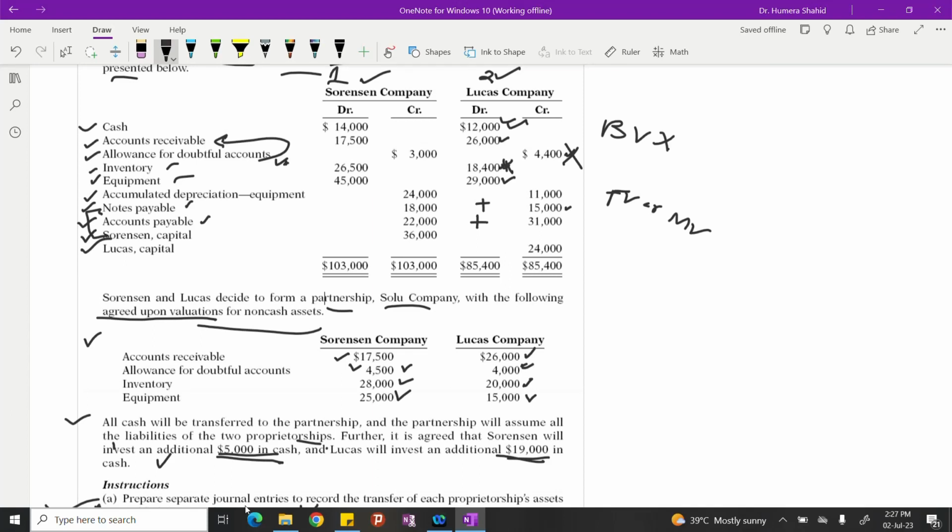Sorensen is bringing cash to the business, 14,000. So cash will get debited. He's bringing accounts receivable of 17,500, taking the market value. And allowance will get credited with 4,500. He's also bringing inventory of 28,000. He's also bringing equipment of 25,000. He's bringing notes payable of 18,000 and accounts payable of 22,000. And then by netting off assets and liabilities, we can calculate his capital. Okay, so let's do this.